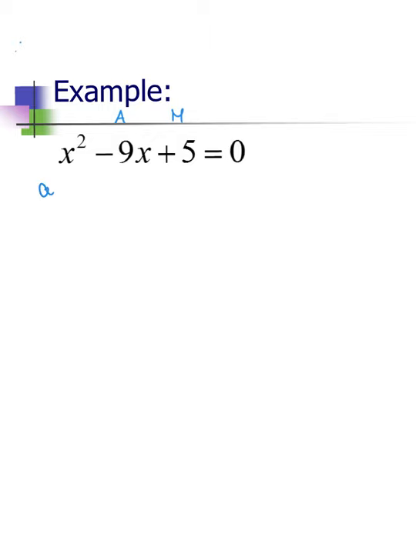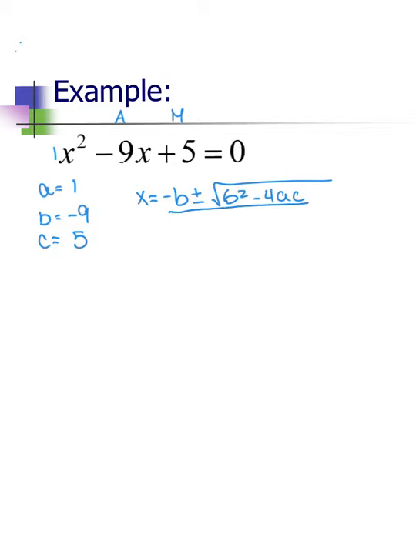First, off to the side, we're going to list a, b, and c. A is the number in front of x squared, so it's a 1. B is the number in front of x, so negative 9. And c is the number all by itself. Now we're going to write down the formula. Negative b plus or minus the square root of b squared minus 4ac, and the whole thing is over 2a.